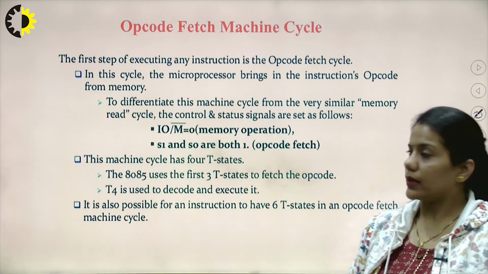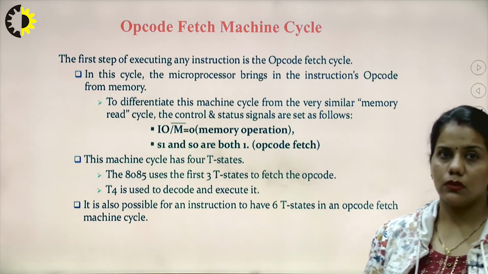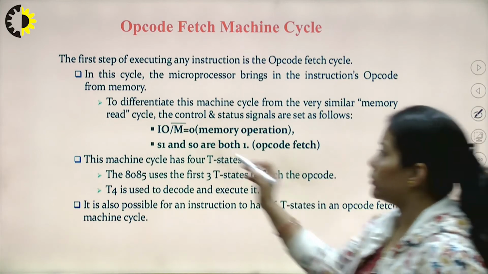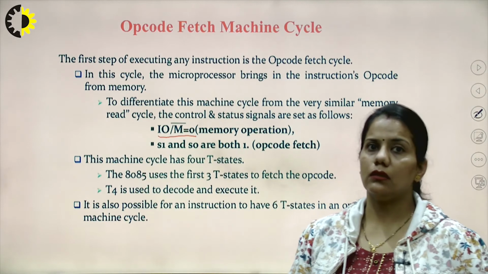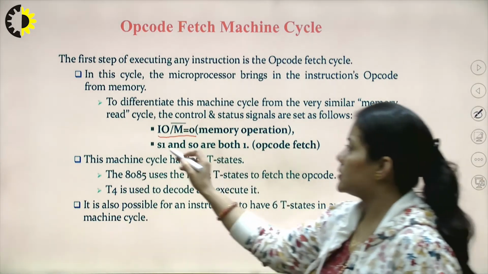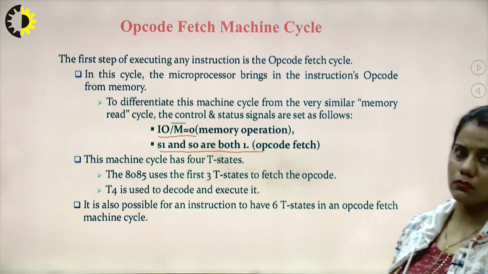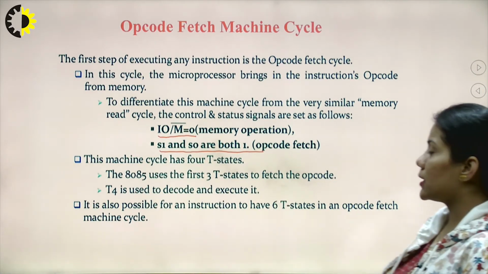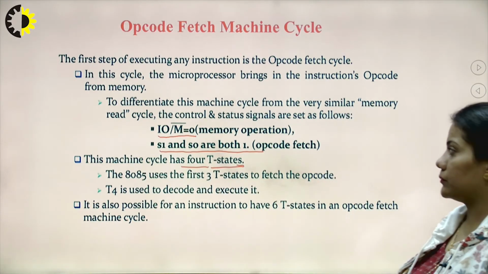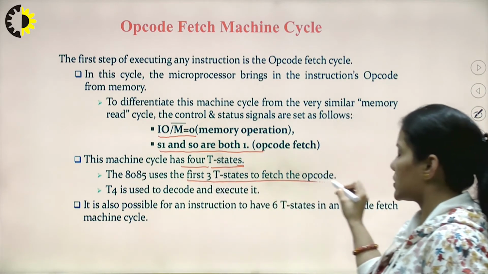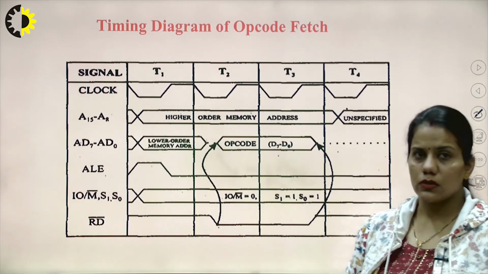Opcode fetch machine cycle. In this cycle, the microprocessor brings in the instruction's opcode from the memory. As I have already told, if we are dealing with a memory operation, then the IO/M bar status signal will be equal to 0, and S1 and S0 are 1 during the opcode fetch machine cycle. The machine cycle consists of 4 T states. The first 3 states are used to fetch the opcode and the 4th state is used to decode and execute it. Let's have a look.